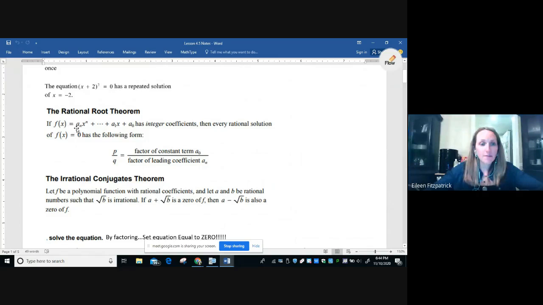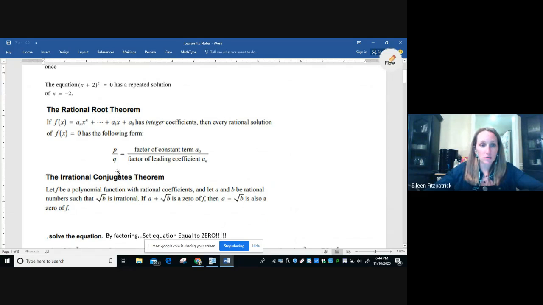If f of x equals a sub n times x to the n plus, so if it's a polynomial function with integer coefficients, then every rational solution of f of x equals 0 has the following form: P divided by Q. P is the factors of the constant term, and Q represents the factors of the leading coefficient. All right, so we're going to set up all these little ratios, these little fractions, and those are going to be possible solutions of our polynomial functions. Okay, so we're going to be using the rational roots theorem in day 2 of this lesson.